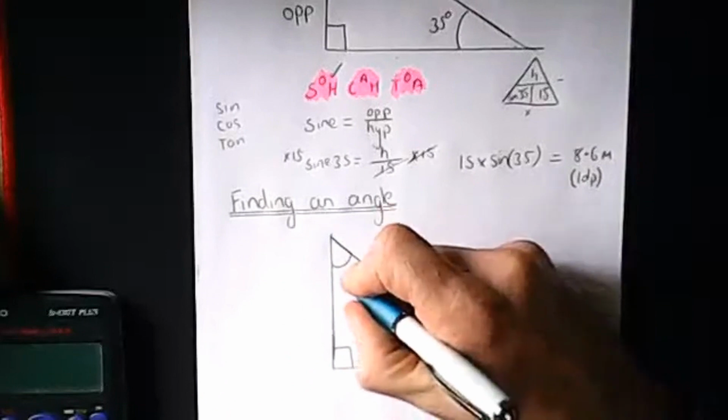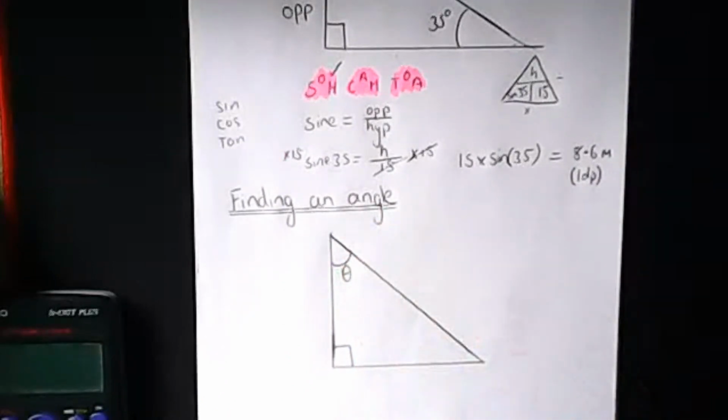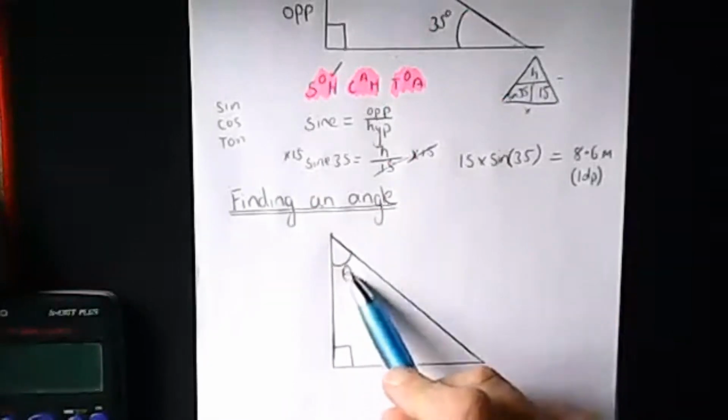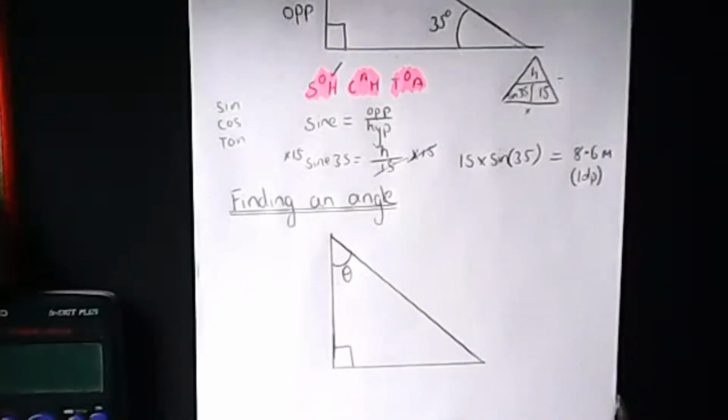Okay, and I'm going to give it a letter. In fact, I'm going to do it correctly and give it the Greek letter theta. And theta is renowned for being the missing angle. But you could have a question where it's just x or something similar to that. Okay, it's just a letter, but the proper term is using the Greek alphabet in maths, and that's a theta.